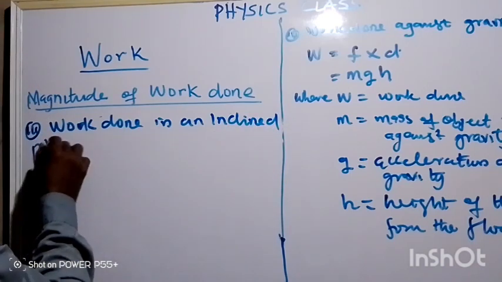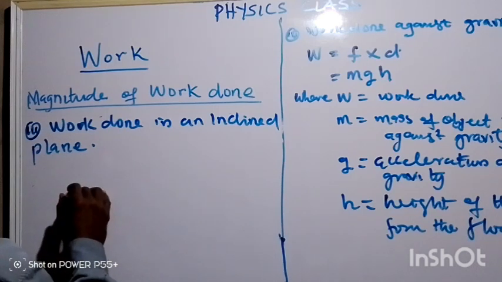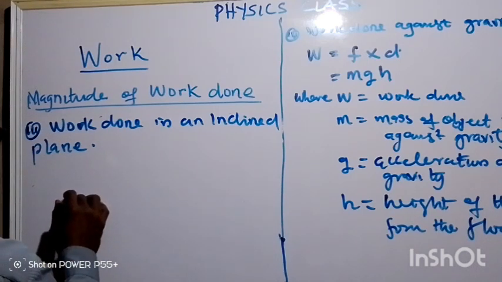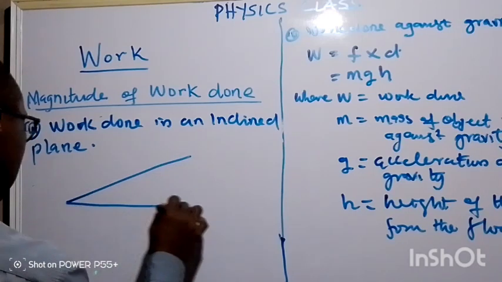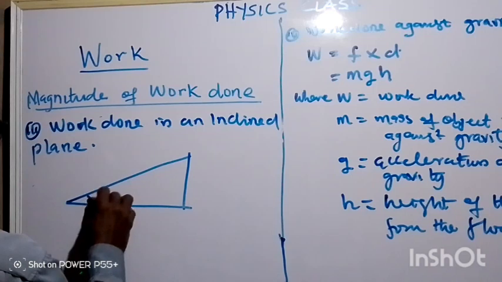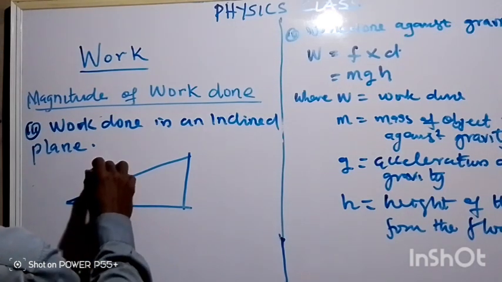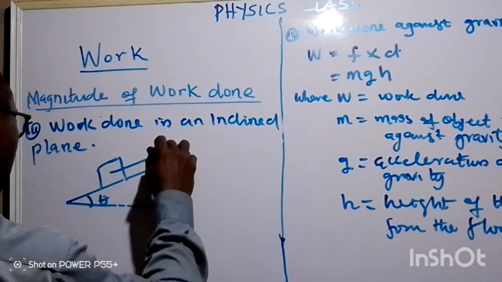That is, when an object is on an inclined plane, definitely work must be done also. Let's say this is an inclined plane, making angle theta to the horizontal, and an object is placed on this inclined plane, and a force is applied like this.